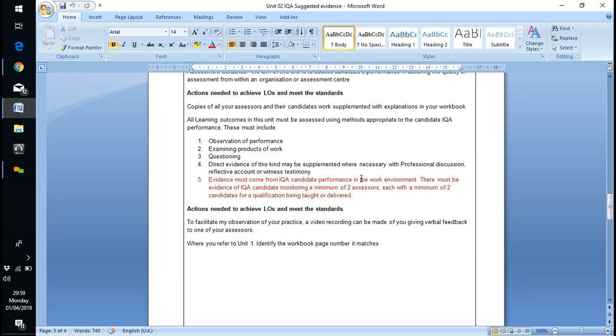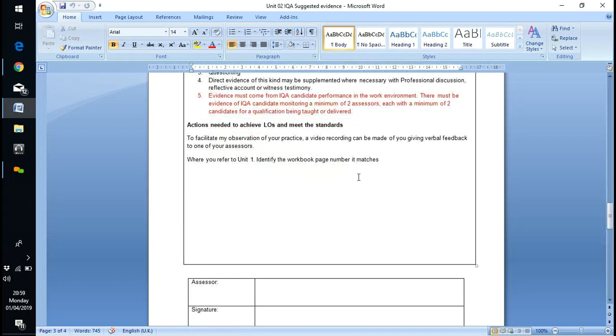So evidence must come from IQA candidate performance in the work environment. There must be evidence of IQA candidate monitoring, a minimum of 2 assessors, each with a minimum of 2 candidates for a qualification being taught or delivered.